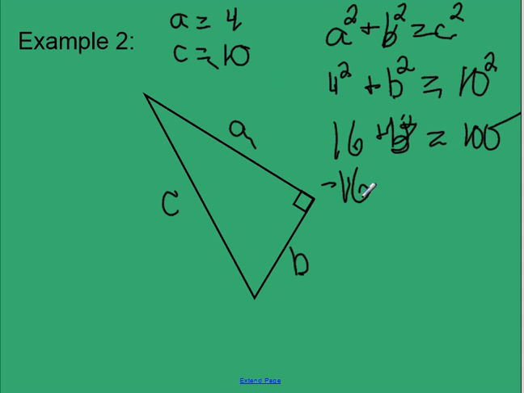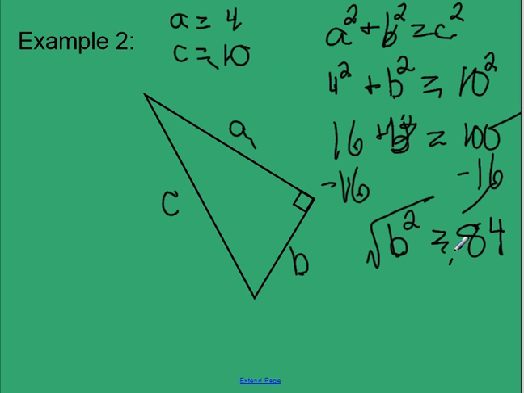I then solve it, subtract 16 from both sides, and I get B squared equals 84. Okay, now using the same process, the inverse of a square is a square root. And I'm left with B equals, let's go ahead and factor 84 and figure out what that can simplify to.